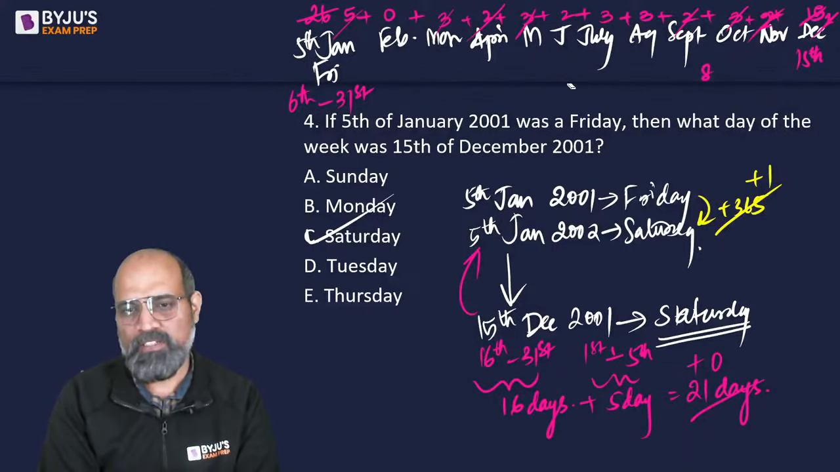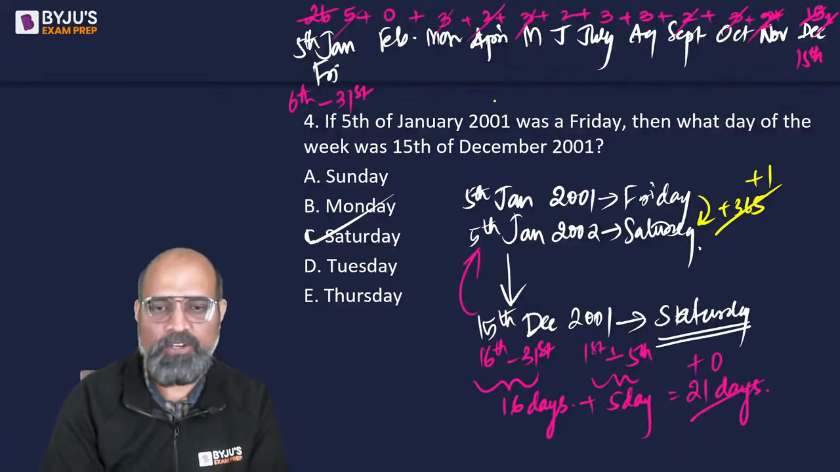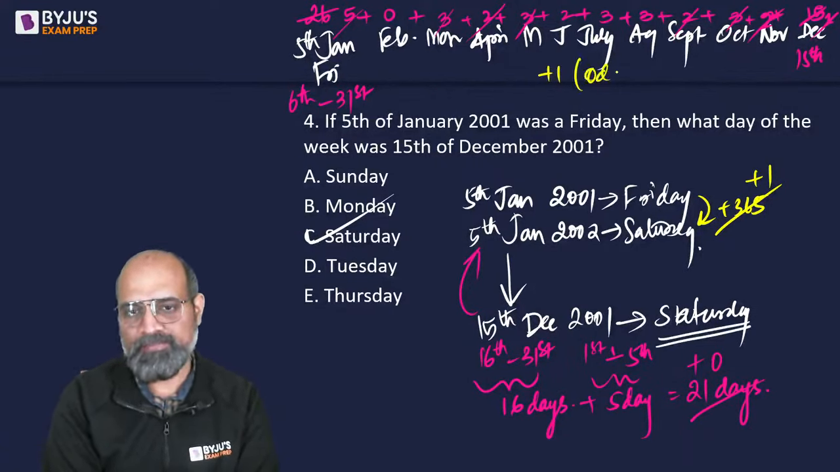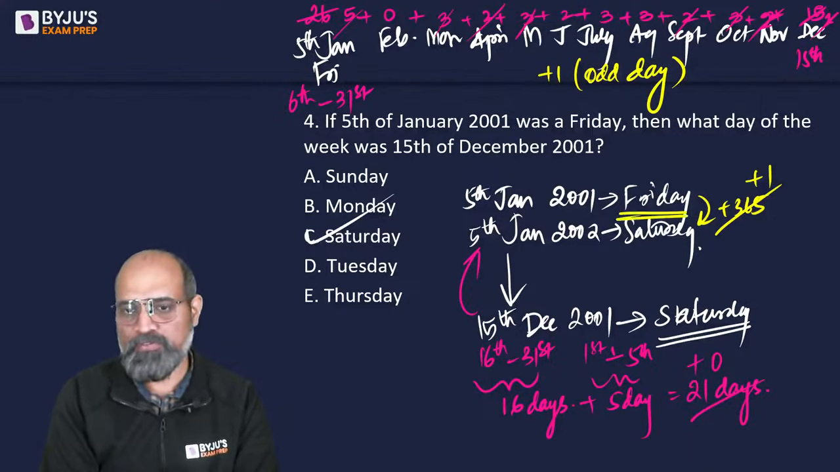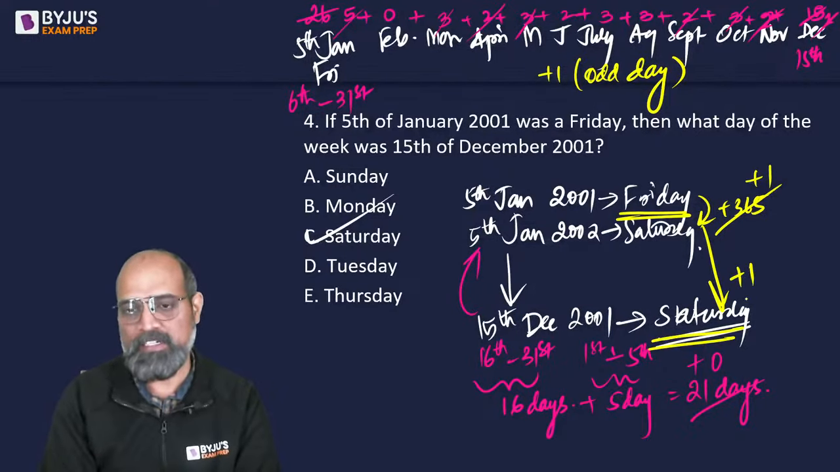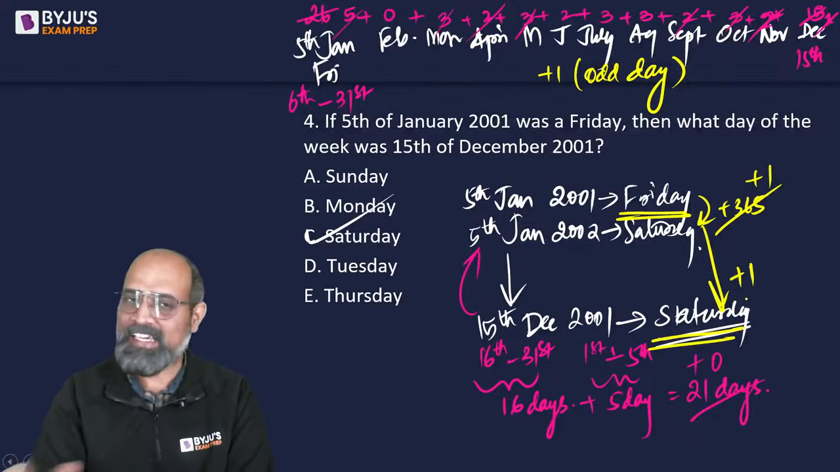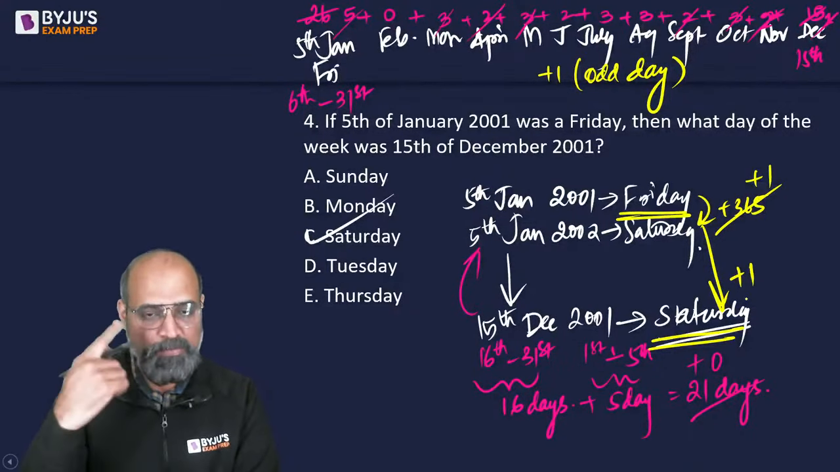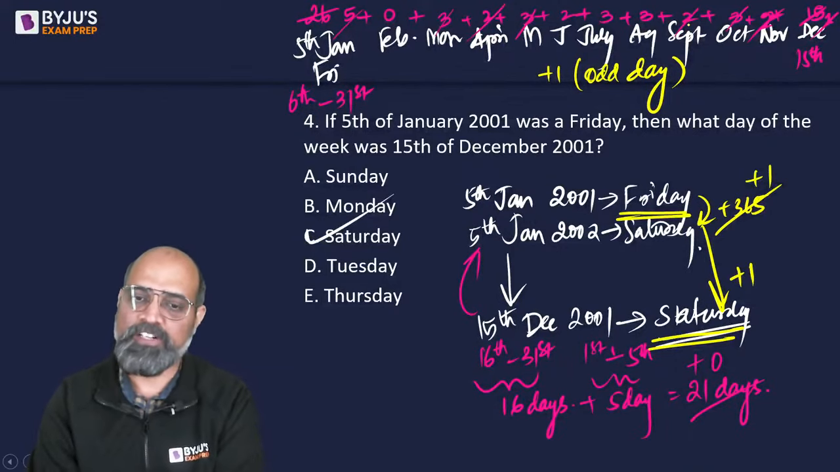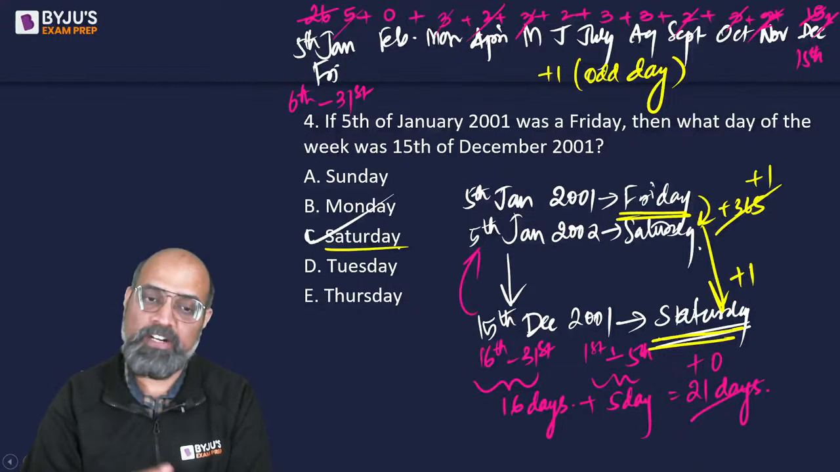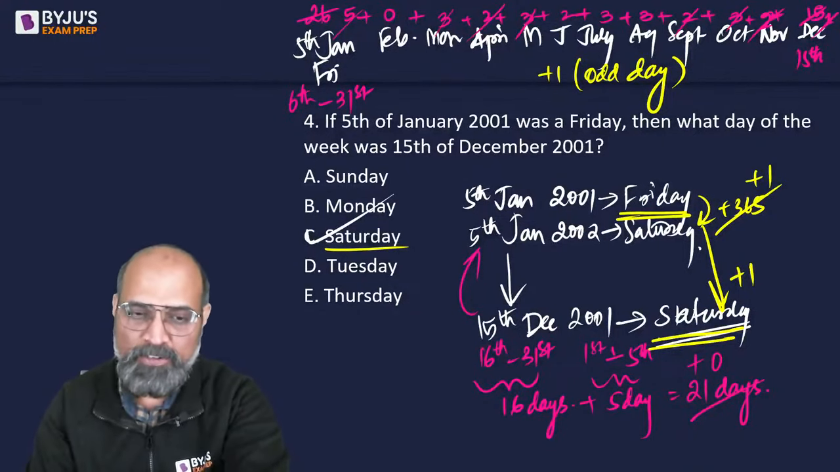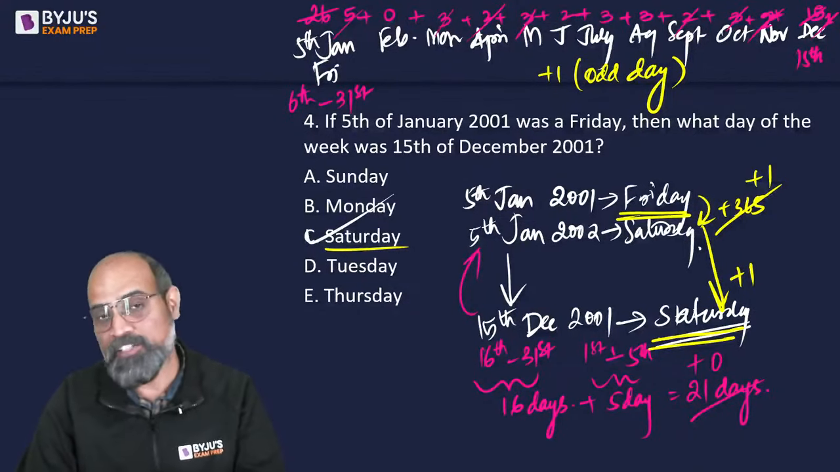Okay, that's fine. So if you add all of this, you are going to get 1 odd day. 1 odd day means if 5th Jan 2001 was a Friday, then 15th December 2001 is going to be Saturday, because we move one day ahead. So in either case, we will get the same answer. I was making some calculation mistake; I was thinking it was not turning out to be Saturday. So Saturday is going to be your answer. If you guys have got a different answer, there would be some calculation mistake, or you may have included a date that you were not supposed to.